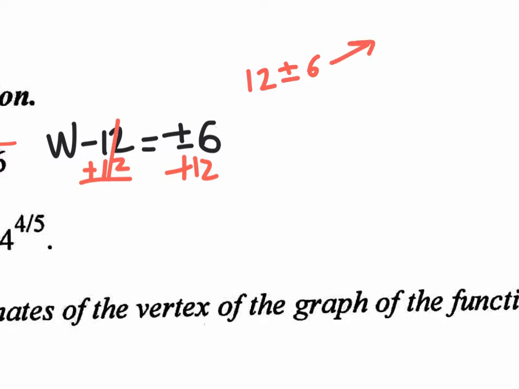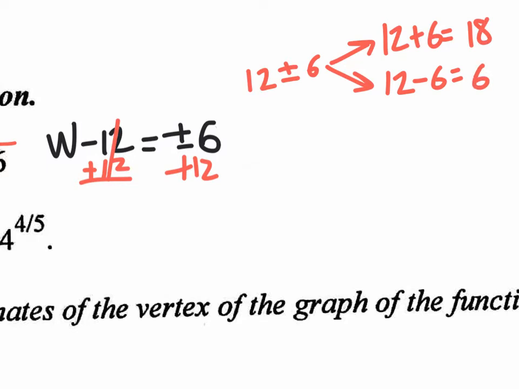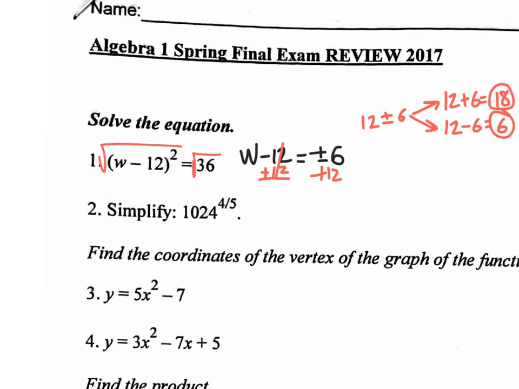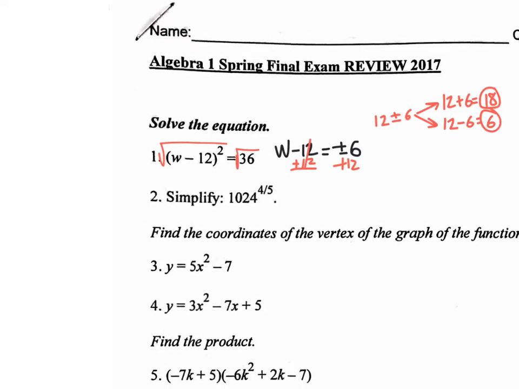And then you could say 12 plus 6 and 12 minus 6. So your two answers will be 18 and 6. So your two answers are 18 and 6. So the answer to number one, actually two answers, 18 and 6.